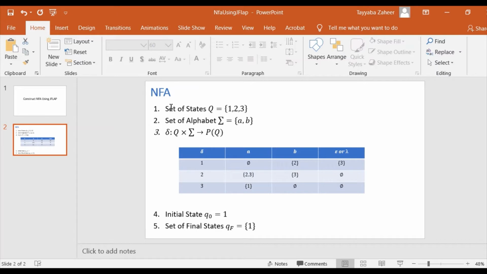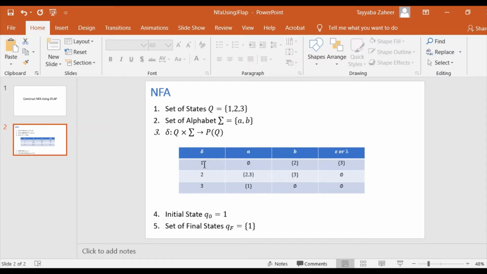The NFA I am going to construct consists of a set of states, that is Q. The set contains the states 1, 2 and 3. The set of alphabet would comprise of two input letters A and B. The transition function of the NFA and the corresponding transitions that we're gonna draw in the NFA are listed in the table.